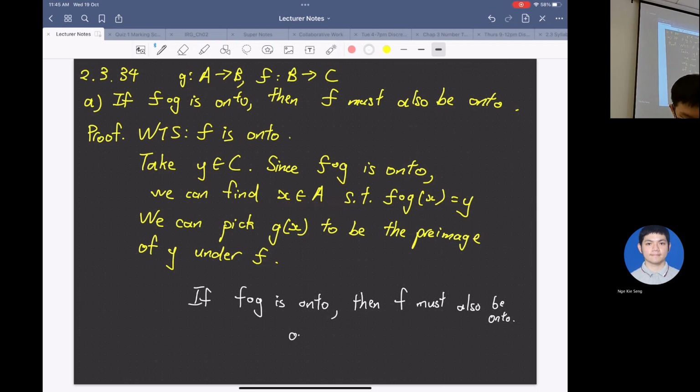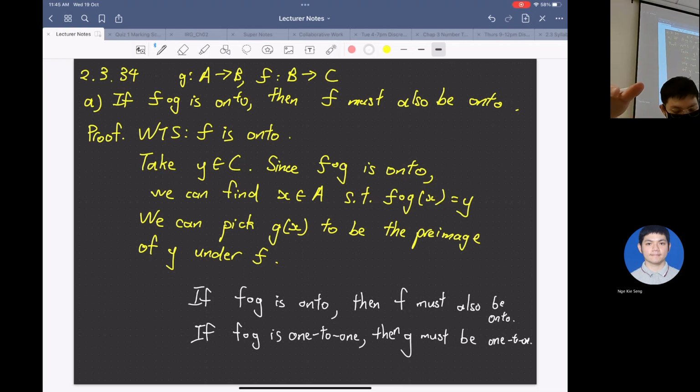One-to-one is another different story. If you know the composite is one-to-one, and you want to ask whether F or G is one-to-one or not, you don't know about F, but G must be one-to-one. So the innermost function must be one-to-one. So if it is onto, you know about the outermost function. If it is one-to-one, you know about the innermost function. Other functions, you don't know what they are.